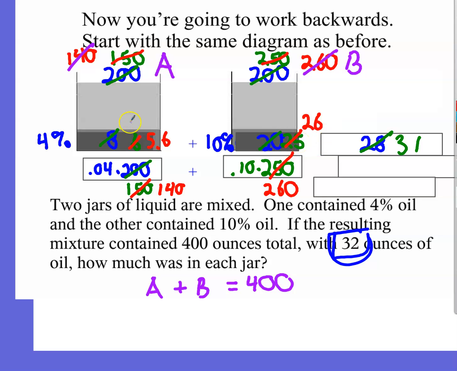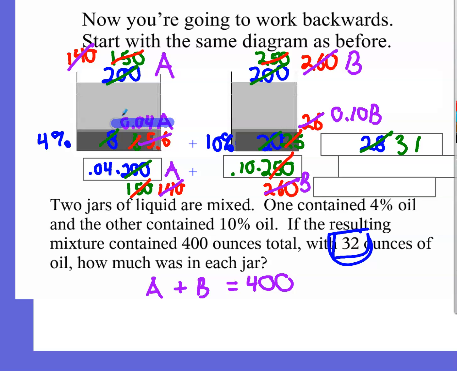Well, to do this, instead of guessing a new number, I'm just going to put a letter A in here. So this will be 0.04 times A. Let me write that in here. 0.04 times A. And instead of guessing a new number here, I'm just going to use a B. So this amount will be 10% of B.